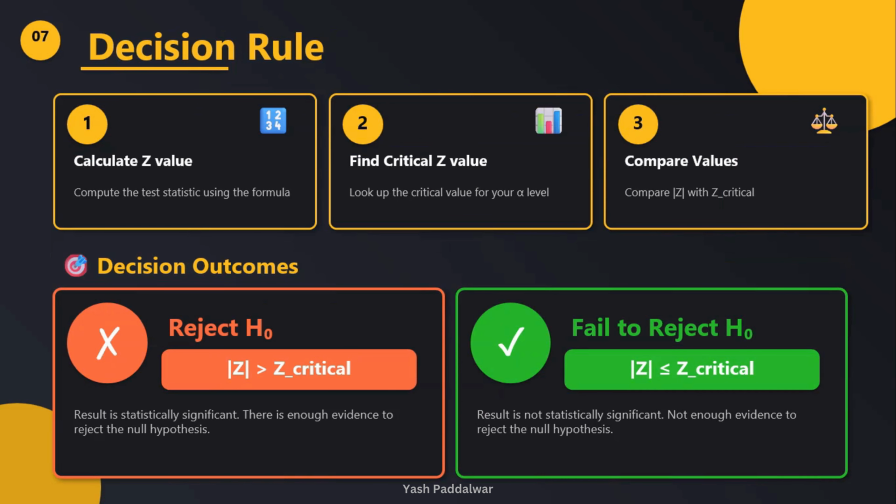So let's have a look at the decision rule before solving the numerical. The very first thing is to calculate the Z value with the help of the formula that I have already shown you. You need to compute the test statistic using the formula. Second, you need to find the critical Z value. Look up the critical value for your significance level. Then you can simply compare the values. Compare your mod Z with the Z critical, which is the actual critical Z value for your level of significance.